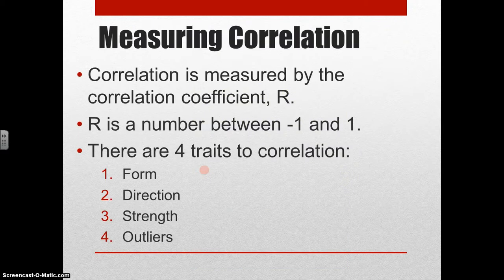Alright, now we're going to look at how to measure correlation. When you talk about correlation, it's measured by the correlation coefficient, which is your R. R is always a number between -1 and 1. And there are 4 traits to correlation. We'll talk about the form, the direction, the strength, and the outliers. Okay, and just a little bit about the strength real quick. You'll always have a number between -1 and 1. When you have either -1 or 1, that is the strongest it can be. 0 means that there is no correlation at all. But like I said, we are going to talk about that a little bit more on another slide.